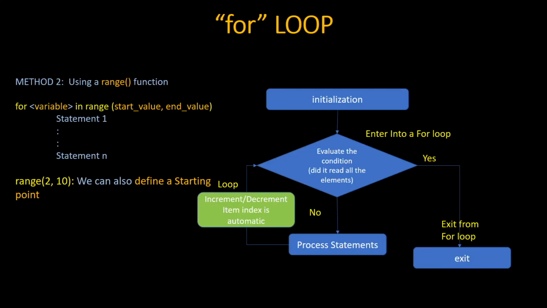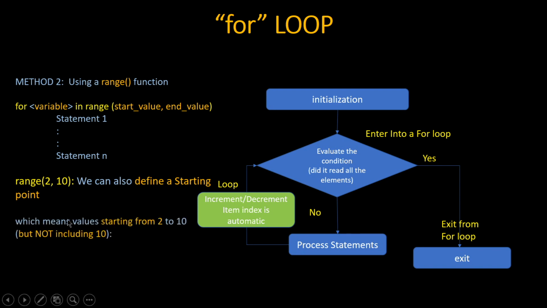Defining a starting point. As you can see in our range function, we have 2 comma 10. That means our first argument, which is 2, is our starting point, and 10 is our ending point, which means values starting from 2 to 10 but not including 10.